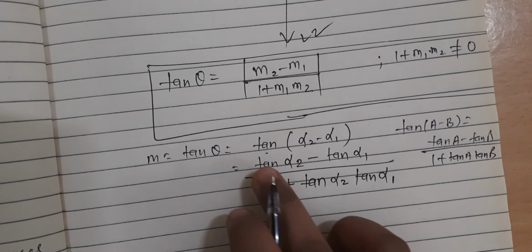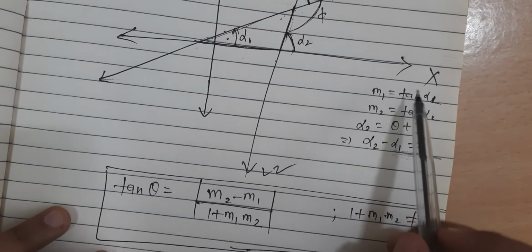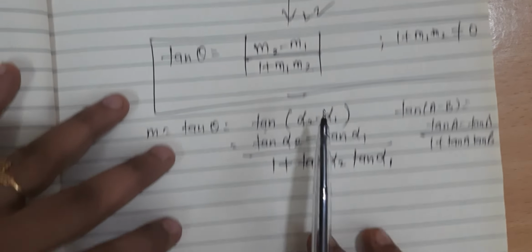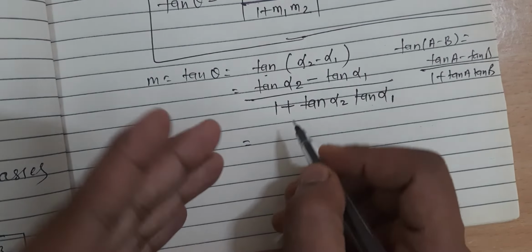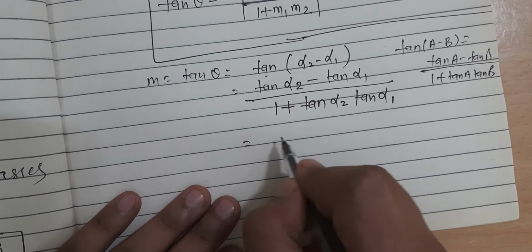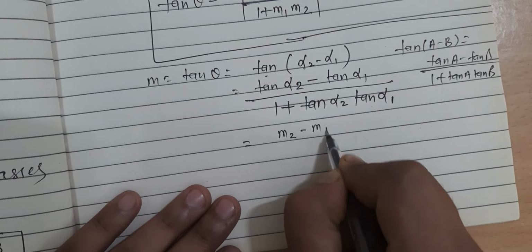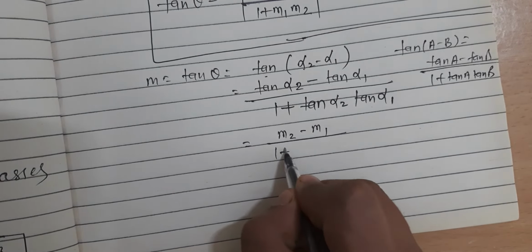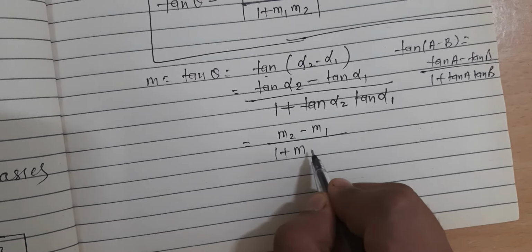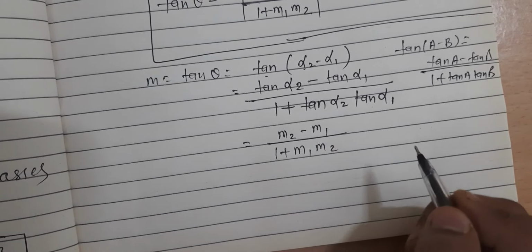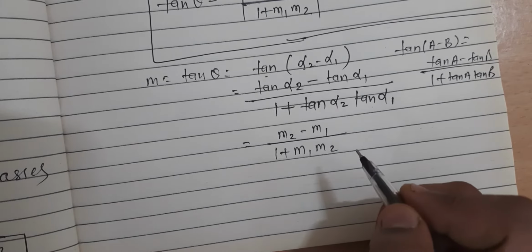And this tan alpha 2 and tan alpha 1 are nothing but m2 and m1, the slopes of the second and first line. So this can also be written as m2 minus m1 upon 1 plus m2 m1, or m1 m2, because multiplication follows the commutative law.